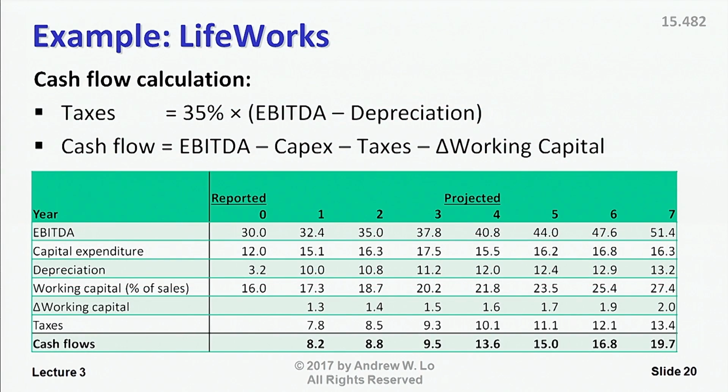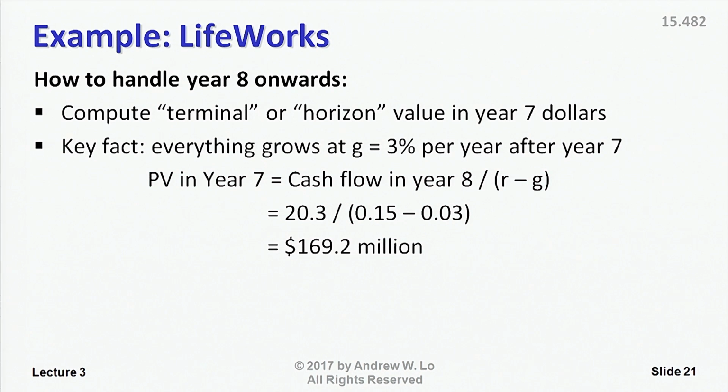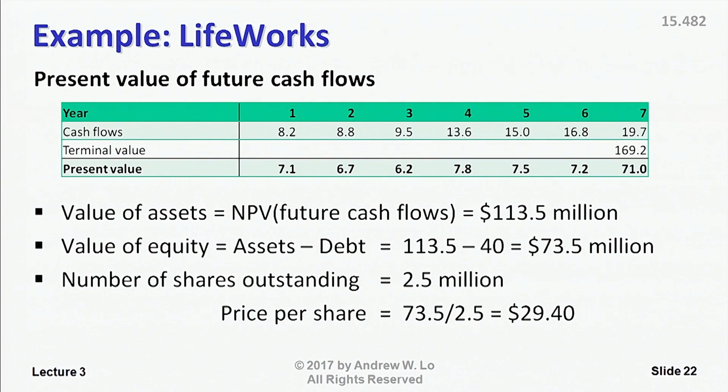In the end, when you do that, you'll notice that the value is going to be a combination of what happens between years 1 and 7, and then from years 8 out into forever. When you piece the two together, you can actually get a very simple answer, which is $169.2 million. And ultimately, when you calculate the price per share, it's going to be $29.40.